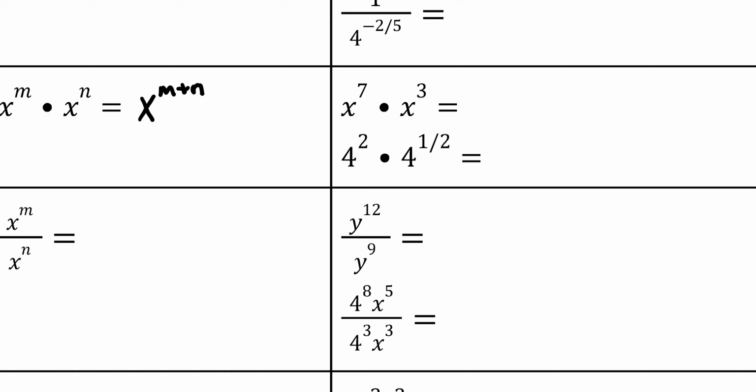So what does that look like? Here, I've got x to the 7th times x to the 3rd power. That's x to the 7 plus 3, or x to the 10th power. 4 squared times 4 to the 1/2 power is 4 to the 2 plus 1/2, which I could write in a number of different ways, including as a decimal. 1/2 is 0.5, so that's just 4 to the 2.5.